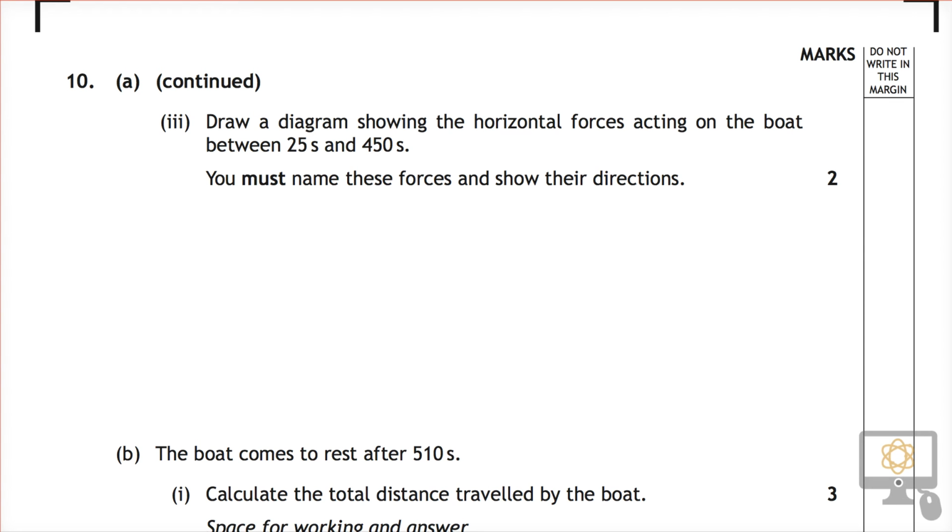Question 10a, part 3 from the 2014 National 5 Physics paper says, draw a diagram showing the horizontal forces, it's an important point, acting on the boat between 25 and 450 seconds. You must name these forces and show their directions.